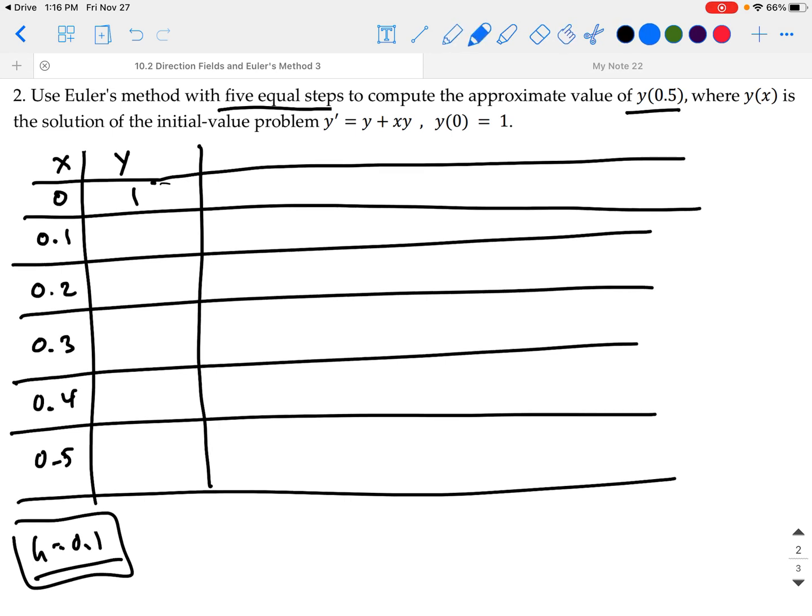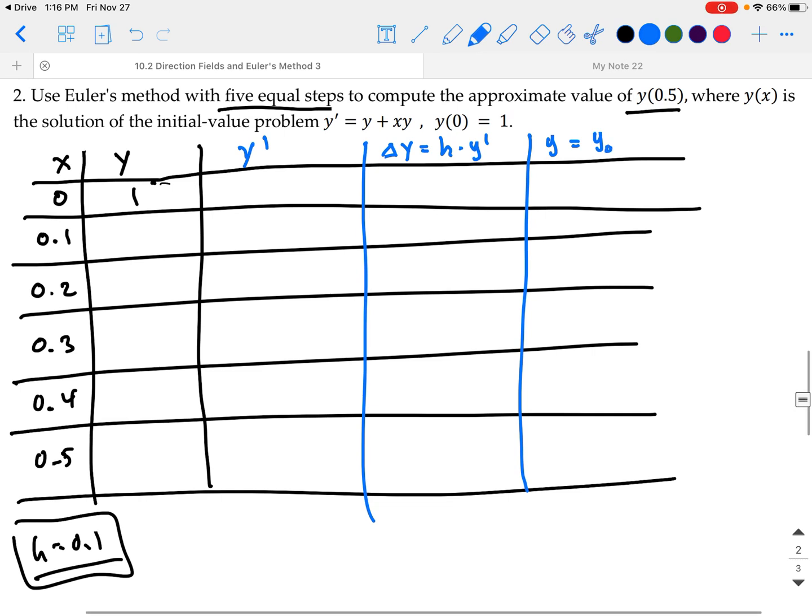So we need our y prime values. And then we're going to have delta y, which is h times y prime. And then we'll have our new y value, so maybe y old plus delta y. All right, so let's go ahead and calculate.